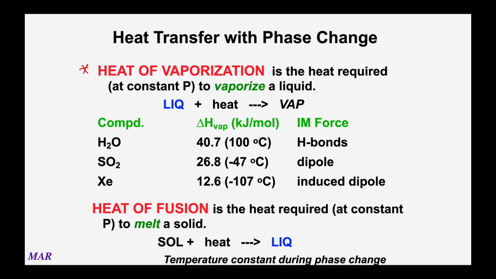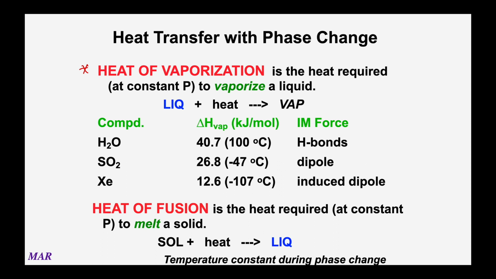A heat of fusion is the term used if you take a solid and turn it into a liquid. And again, that's another endothermic process. You can have a heat of fusion for water, SO2, xenon. The trend is the same. Weaker intermolecular forces generally have lower heats of fusion and larger ones are larger. Pretty cool. Now, the temperature is constant during a phase change, and we'll talk about that in a little bit.